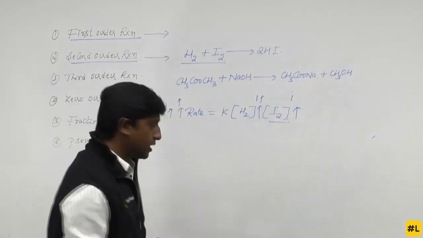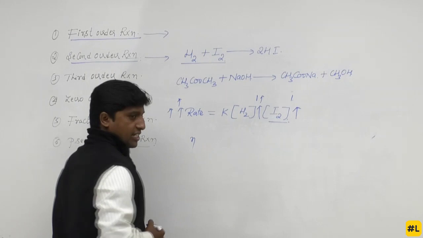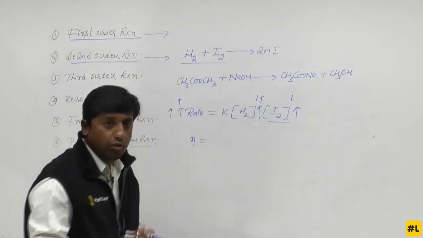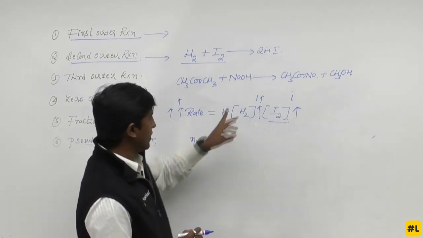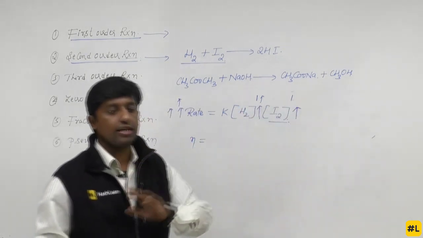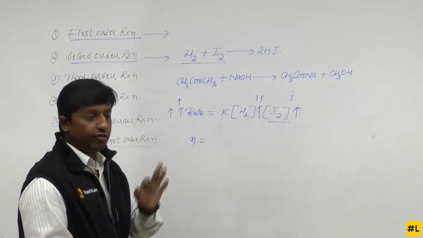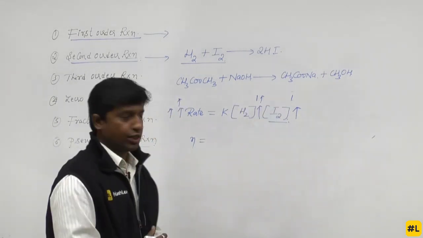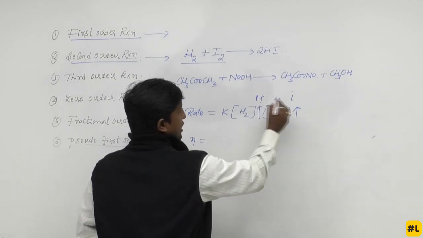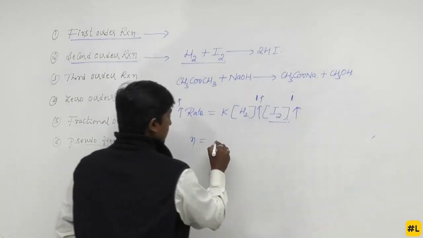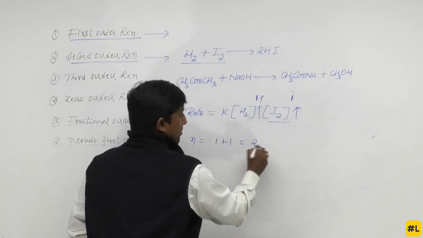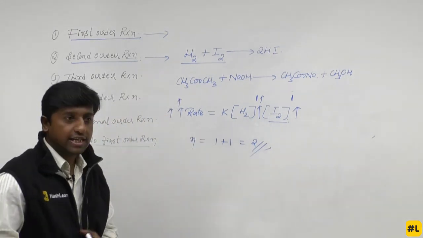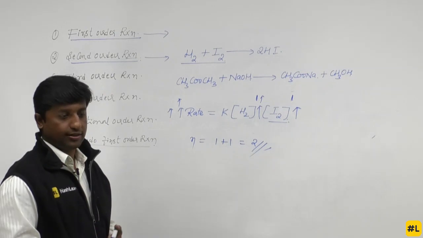Now, I want to write the overall order of reaction, n. According to the definition I gave, the overall order of reaction is the sum of the powers of concentration terms raised in the rate equation. That is 1 plus 1, which will be equal to 2. You can see that. So, this is an example of a second order reaction.